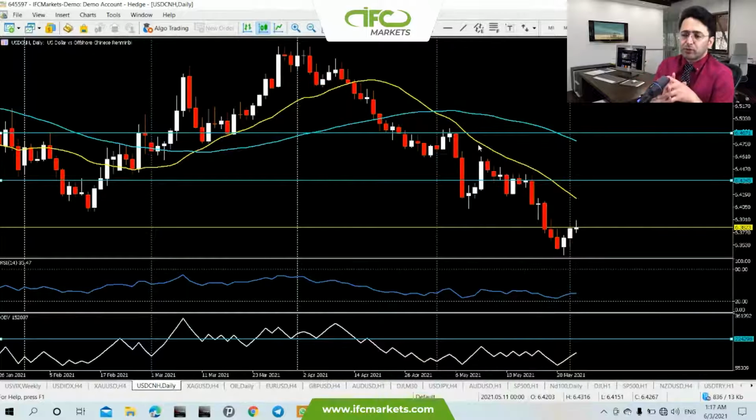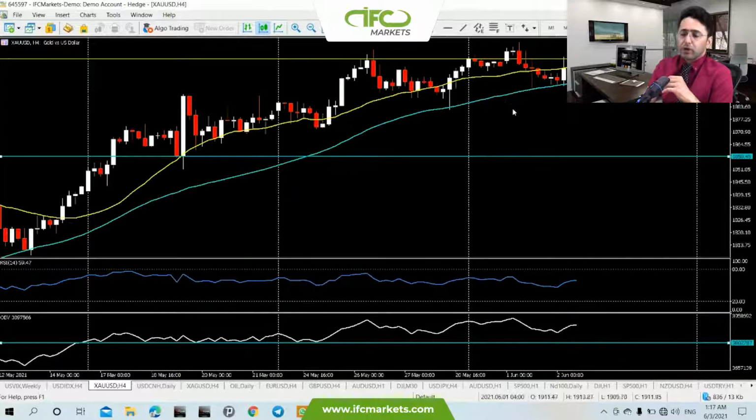the levels where you can enter the market, and the 50 period can help you find the best stop loss. Make sure that your stop loss is a little bit above your 50 period moving average in a downtrend, or under the 50 period moving average in your uptrend.